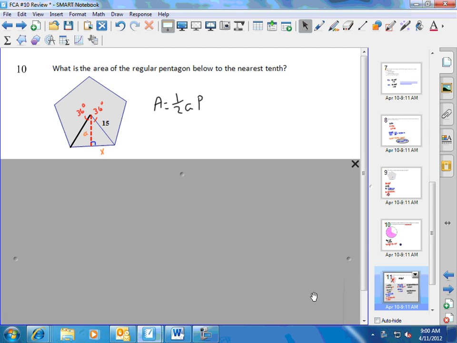Hi, let's look at number 10 on the FCA number 10 review. We're trying to find the area of a regular pentagon that has a radius length of 15 units.